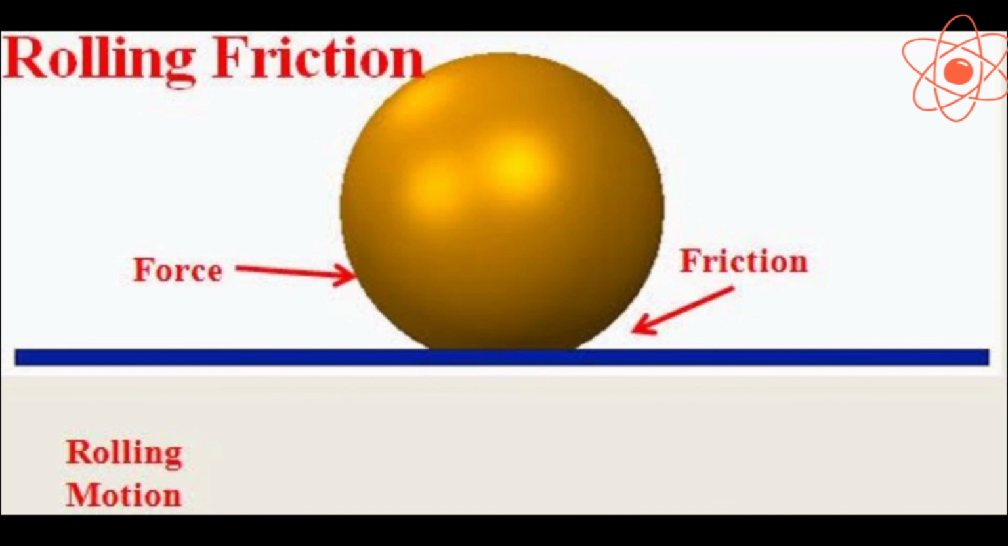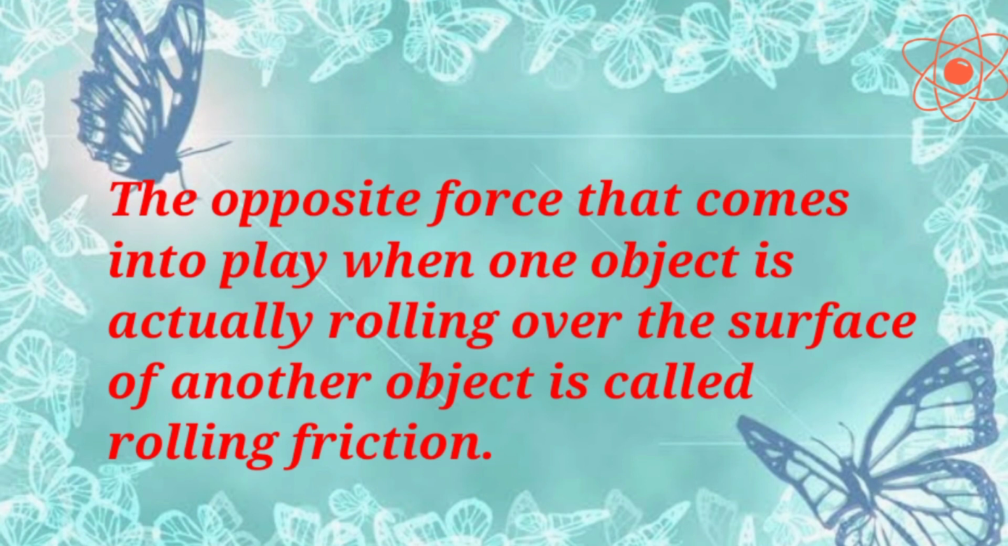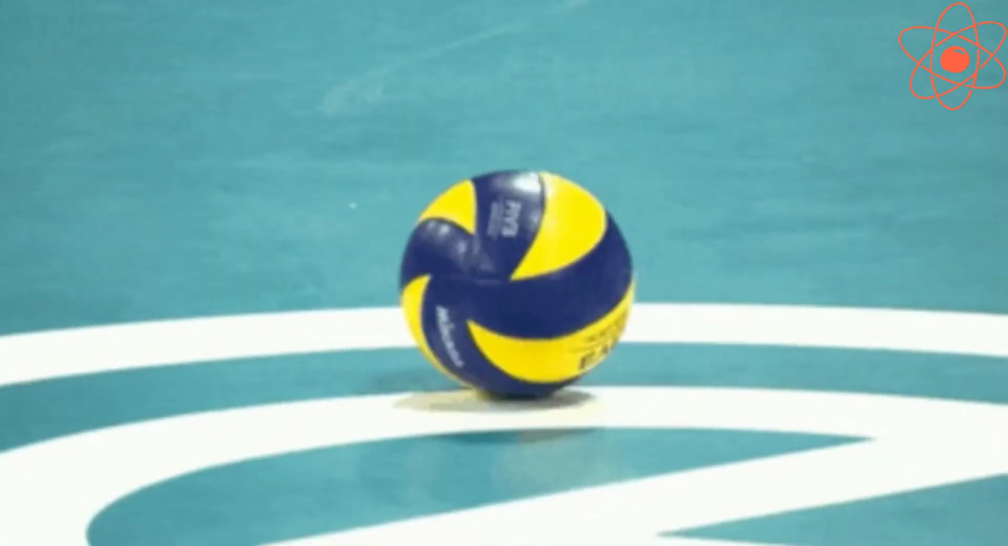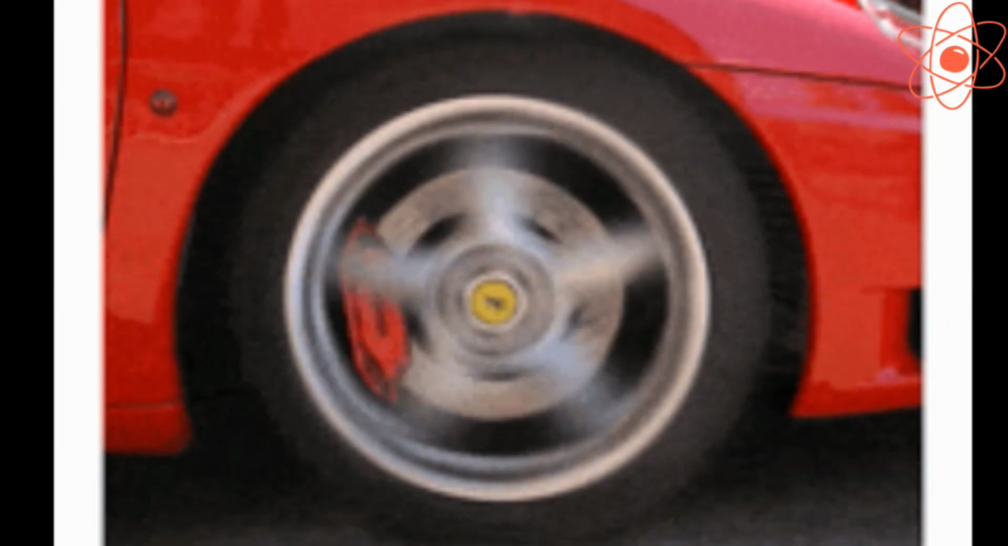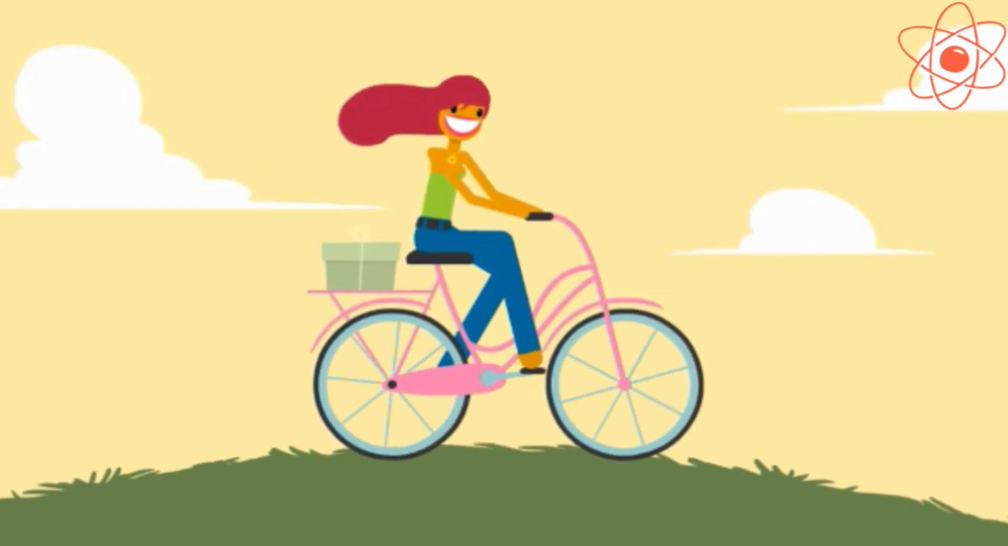Now, rolling friction. The opposing force that comes into play when one object is actually rolling over the surface of another object is called rolling friction. A ball or the wheels of a car or cycle rolling over another surface are examples of rolling friction.